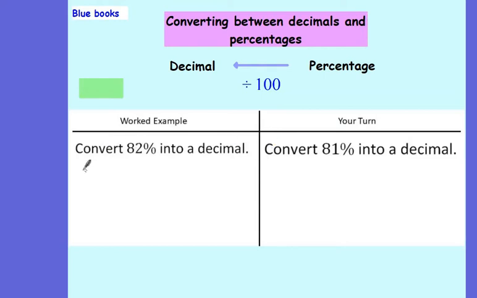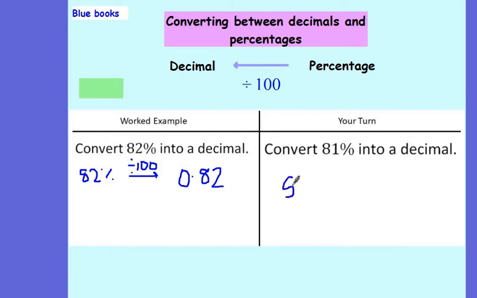My example, I want to convert 82% to a decimal, and to do this I'm going to divide by 100, which leaves me with 0.82. Over to you, Year 7. In your dark blue books, can you convert 81% into a decimal for me?